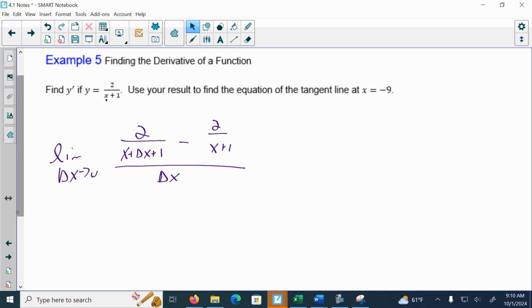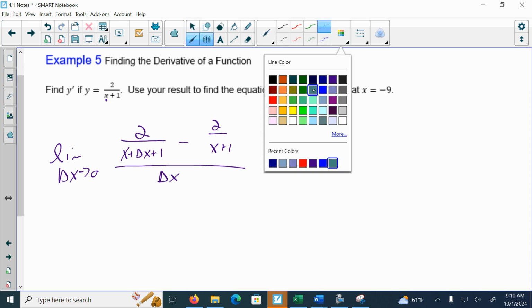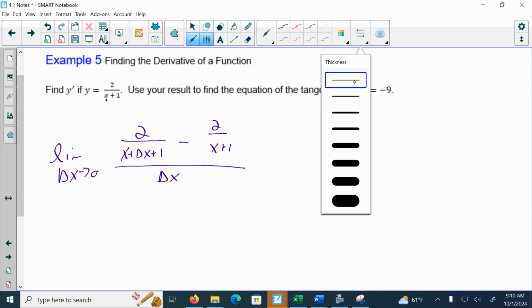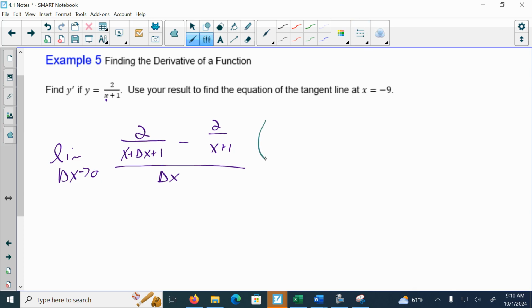Now, if I substitute in this 0, I'm going to get 0 over 0, so I know it's indeterminate. Remember when we did these ones before, if we had the fraction, we multiplied by the least common denominator. So in this case, the lowest common denominator is going to be the 2 things multiplied by each other. So I'm going to multiply the numerator by x plus delta x plus 1 times x plus 1. And we'll multiply the denominator by the same thing.